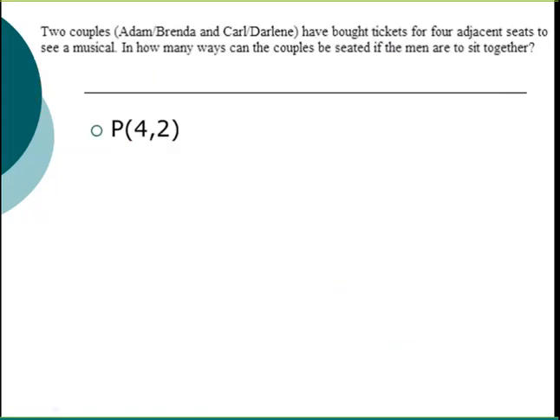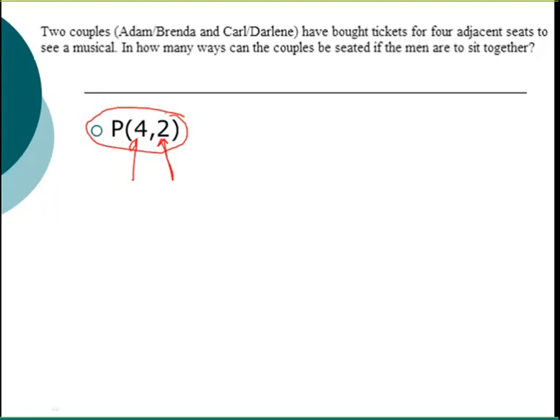Here we go, 2 couples. There's guys and girls, and each couple has bought tickets for adjacent seats to see a musical. In how many ways can the couples be seated if the men are to sit together? And so what we've got here is a permutation of 4 people, and we're grouping 2 of them together, and then we do care about the order that they come in.